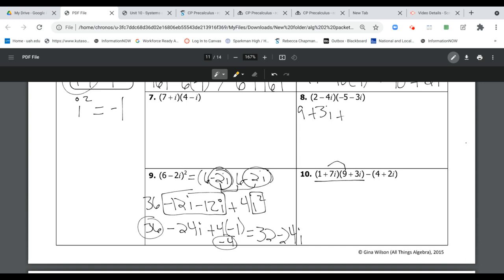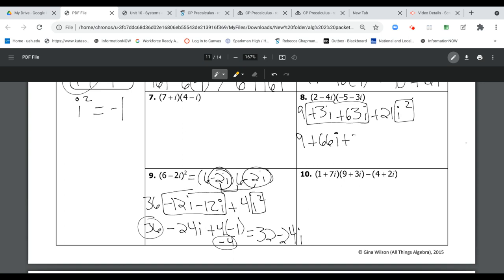7i times 9 is 63i. And 7i times 3i is positive 21i squared. Be careful with the last terms. So I can add these two together. So I get 9 plus 66i.